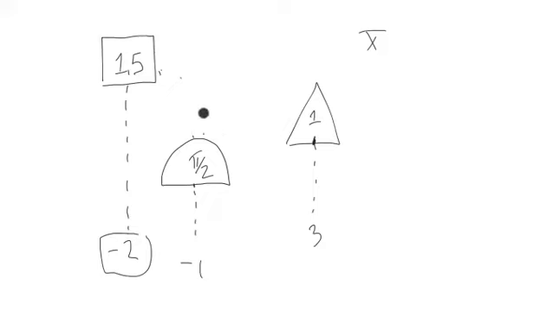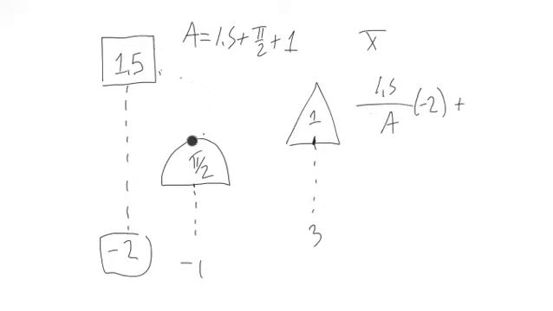We're going to use a weighted average. What percentage is this of the total area that I see right here? Well, 1.5 is 1.5 over the total sum. Let's say the total sum is 1.5 plus pi halves plus 1. So 1.5 divided by a would be the percentage here, and we multiply it by -2. Then we add the percentage for pi halves, so pi halves over a multiplied by -1. And we add to that the percentage for this one, which is 1 over a times the coordinate of 3.